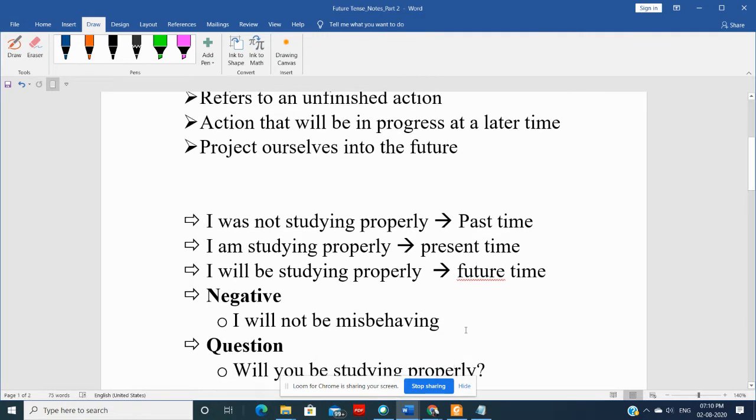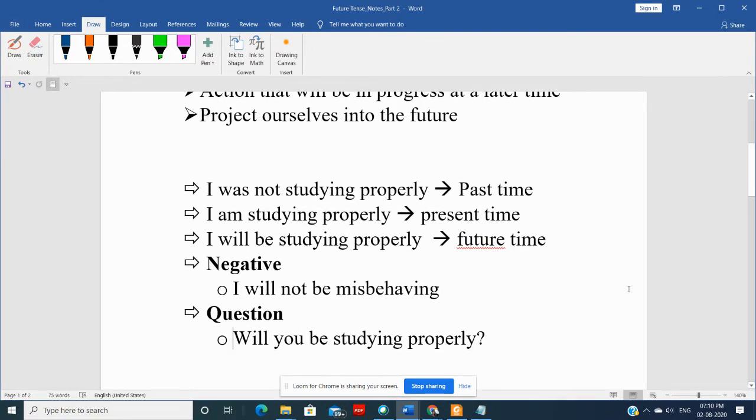Now, if you want to talk about negative, then you just say that I will not be misbehaving. We have already discussed that not will come between will and be. In case of questions, will comes before the subject and be comes after the subject. Will you be studying properly in the future also? Well, yes. Okay? So these are some very simple sentences, right? Let's look at them again.